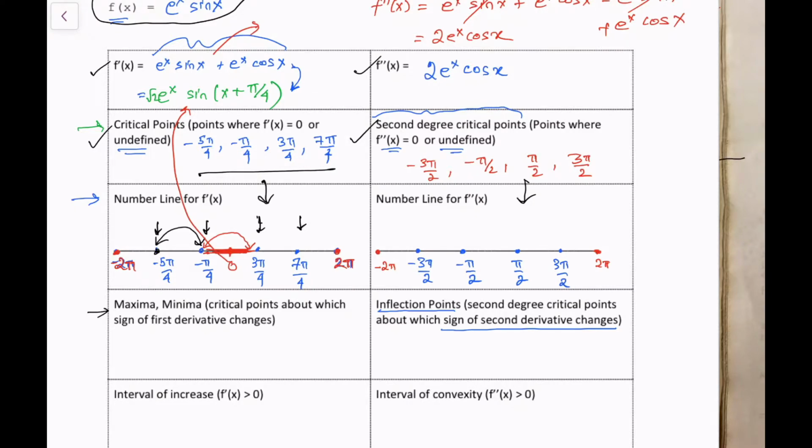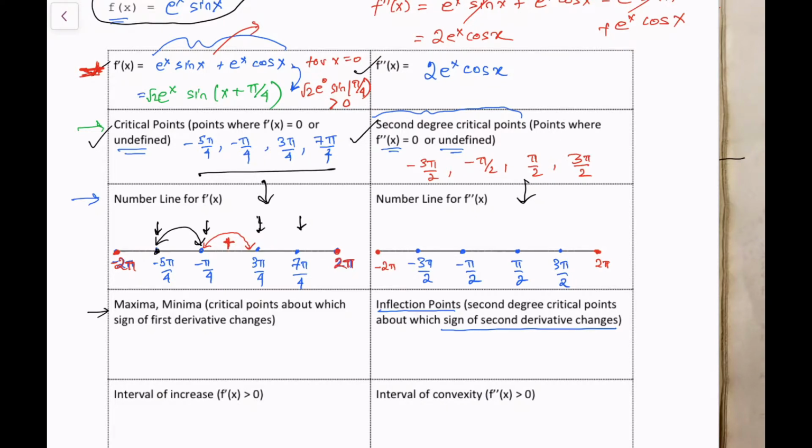So for example, let me compute this for x equals 0. For x equals 0, we have square root of e to the power 0 times sine of pi by 4. And this is clearly greater than 0. So we know immediately that in the interval negative pi by 4 to 3 pi by 4, this first derivative is positive.